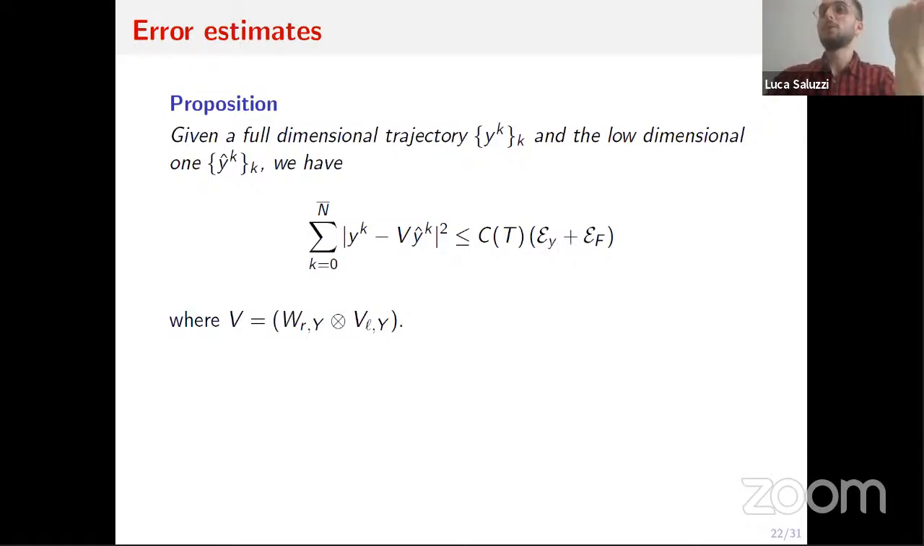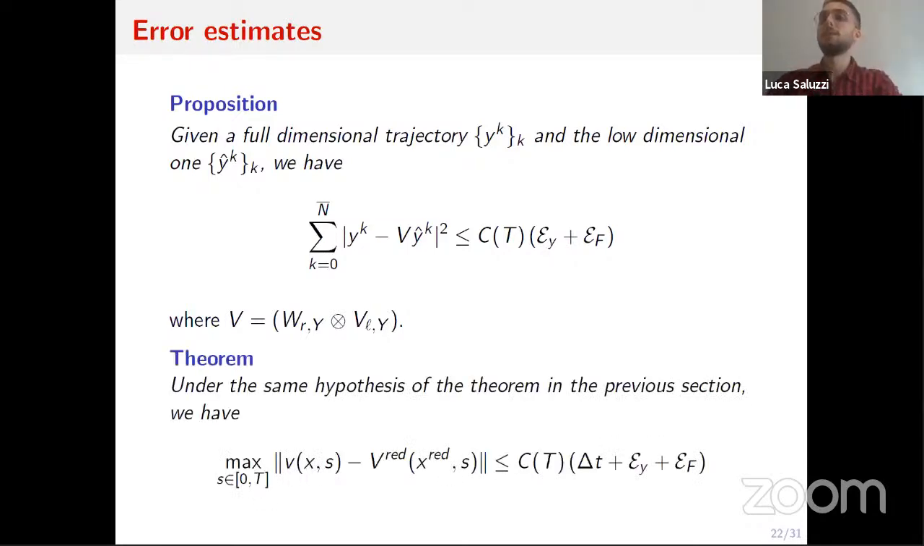Thanks to this, we can finally consider the theorem. If we consider the exact value function and the reduced value function, computed on the reduced tree and on the reduced initial condition, we have this delta t, which is given by the previous theorem. The hypotheses are the same as the theorem I described before: semi-concavity, Lipschitz, C1. Then the bound is given by the delta t term plus the projection error.